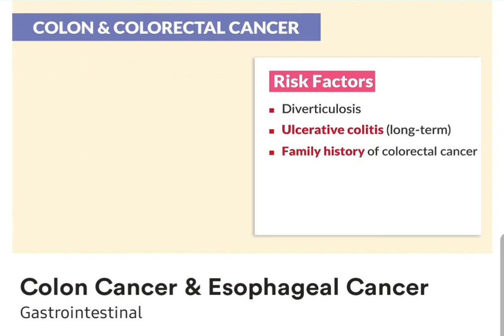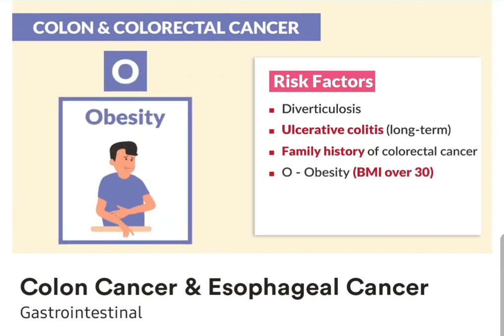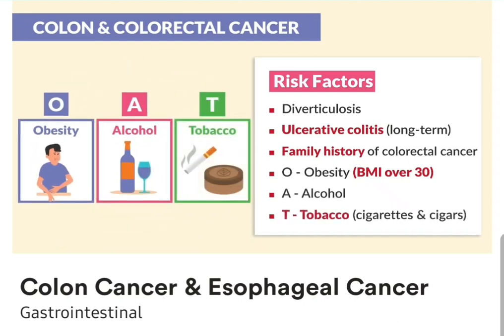And the other risk factors is OAT. O for obesity, that BMI over 30, A for alcohol, and T for tobacco. So we included cigars here because it's cigarettes, cigars, and even chewing tobacco.